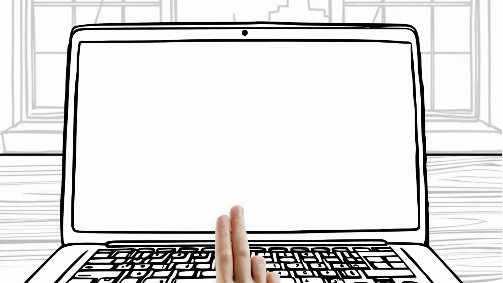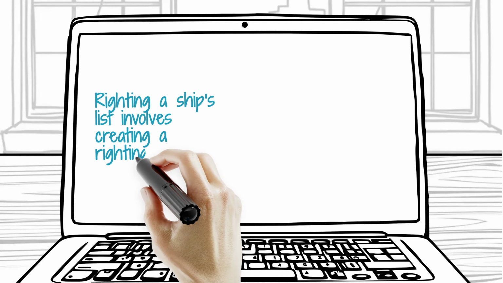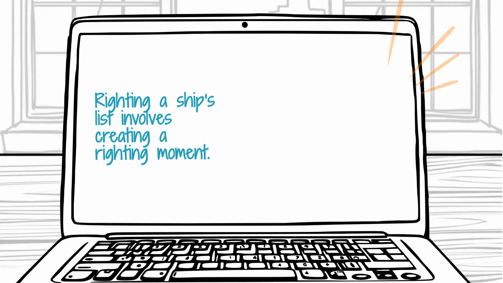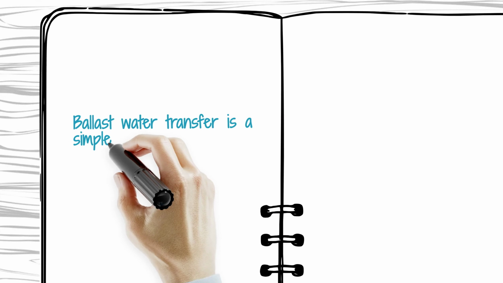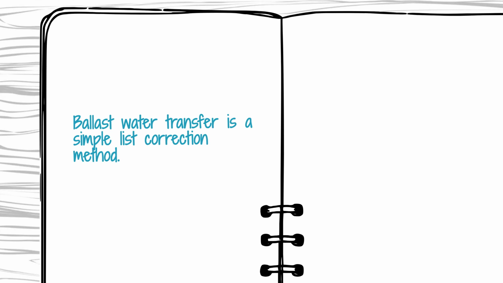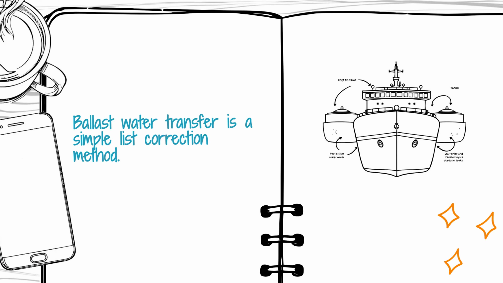Correcting list, often called righting the ship, is a crucial operation that involves creating a righting moment equal and opposite to the heeling moment. This is primarily achieved by shifting weights transversely. The simplest and most common method is ballast water transfer. If the ship is listing to port, water is transferred from a port side ballast tank to the corresponding starboard side ballast tank, or sometimes water is simply pumped into the empty starboard tank.